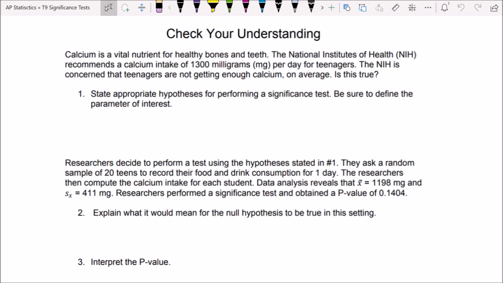Calcium is a vital nutrient for healthy bones and teeth. The National Institutes of Health recommends a calcium intake of 1,300 milligrams per day for teenagers.